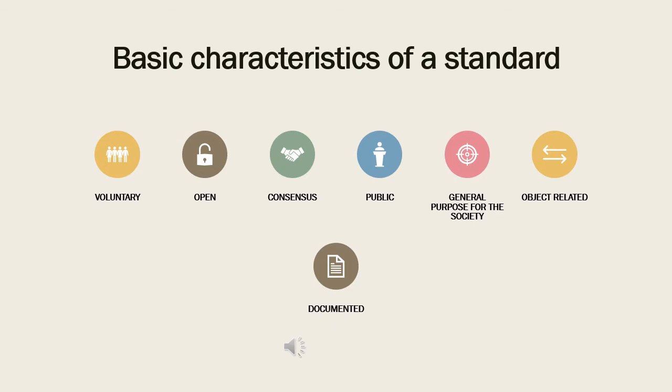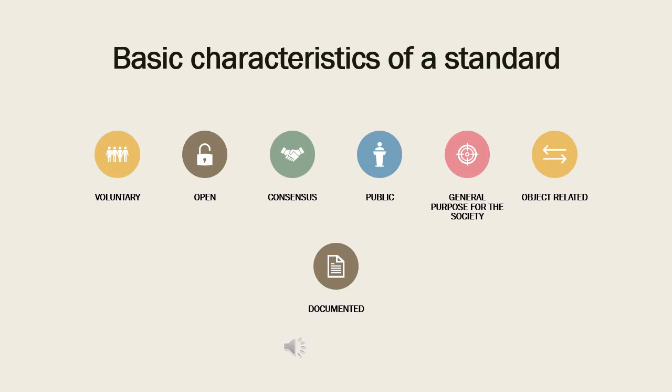Okay, let's continue our discussion by looking at the characteristics of a standard. The basic characteristics of a standard should include the following. First of all, it should be voluntary. When making a standard, it should be something that is voluntarily done, not out of coercion. That's why we said in the beginning that it is by consensus.